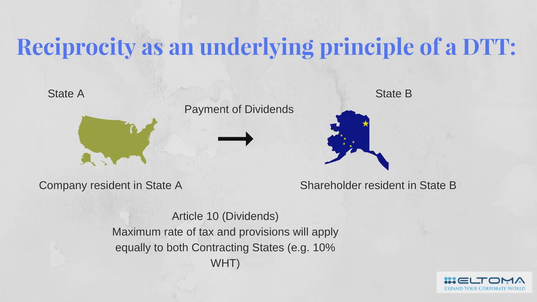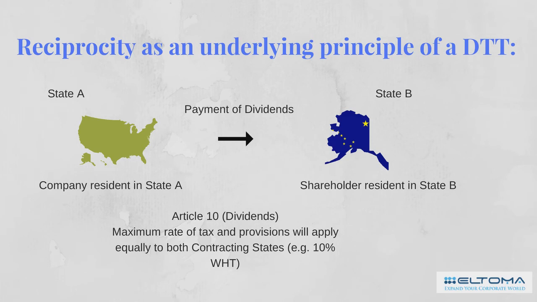So reciprocity is the fundamental underlying principle of tax treaties, although its precise meaning is unclear. The provisions of almost all bilateral tax treaties are reciprocal. For example, if Article 10 on dividends provides for a maximum rate of source country withholding tax on dividends paid by a resident company to shareholders resident in another contracting state, that maximum rate and those provisions will apply equally to both contracting states. For example, a 10% withholding tax.